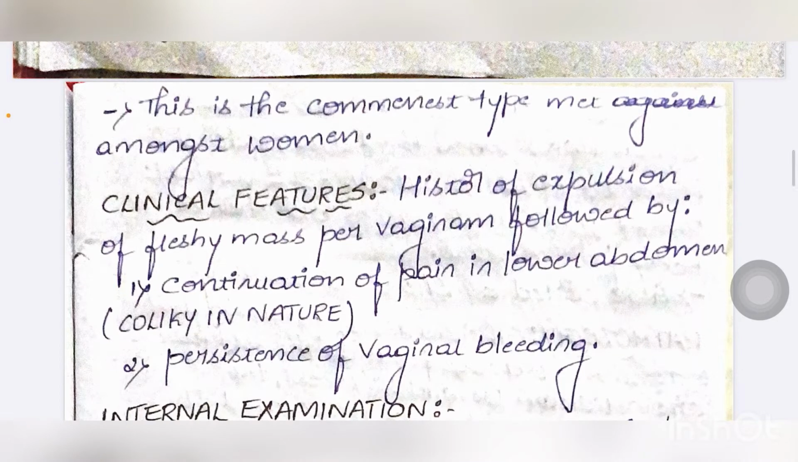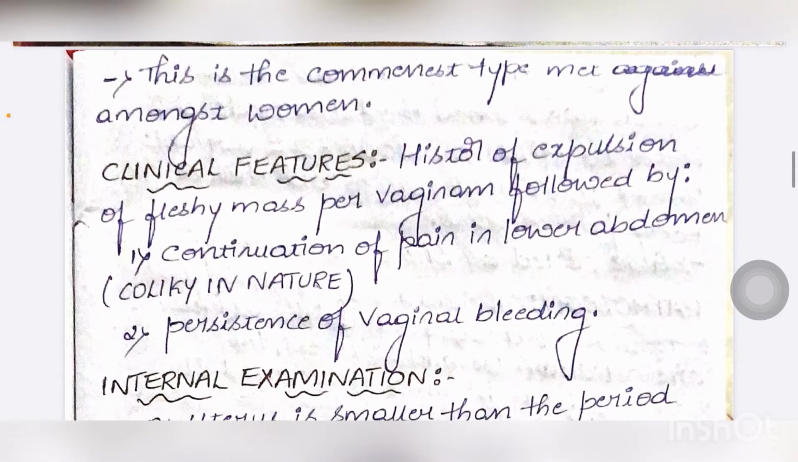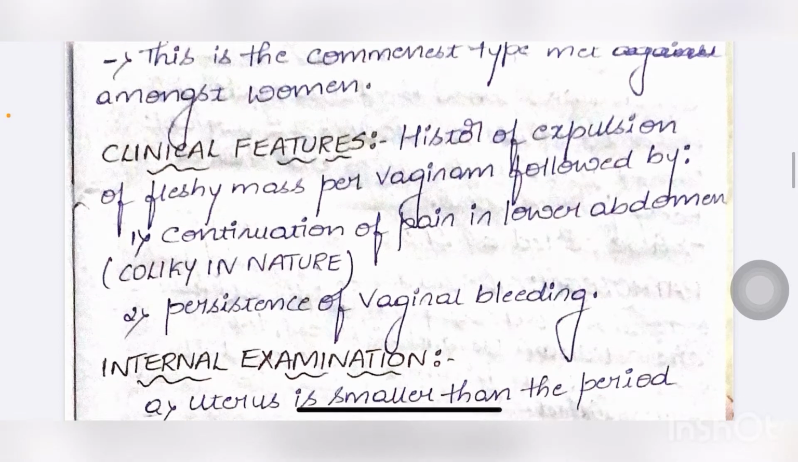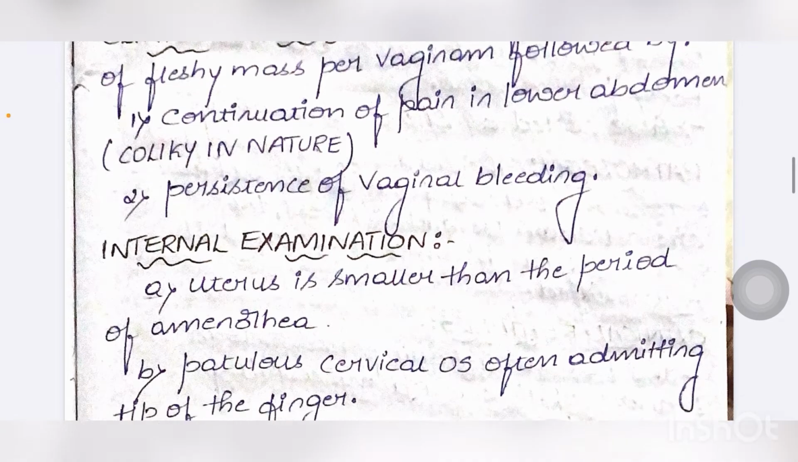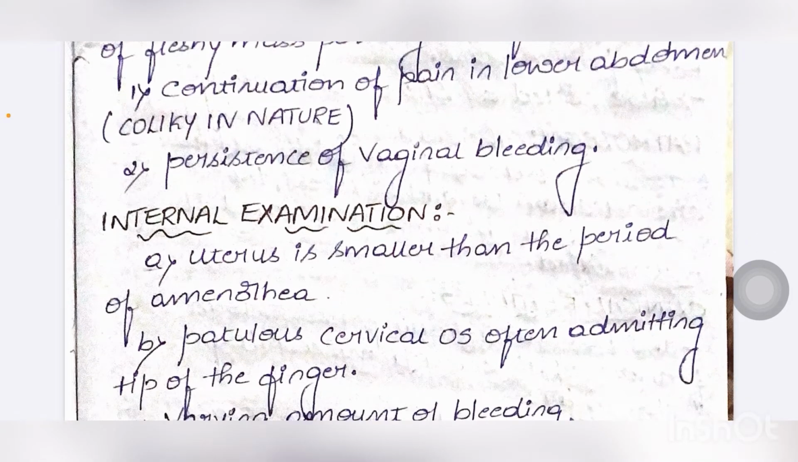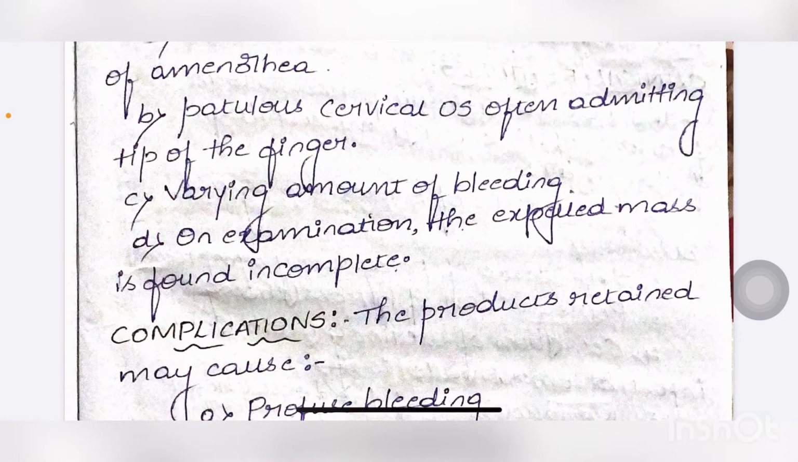What are the clinical features? History of expulsion of fleshy mass per vagina, followed by continuation of pain in the lower abdomen, that is, the pain is colicky in nature. Then there is persistence of vaginal bleeding. Coming to the internal examination, first, the uterus is smaller than the period of amenorrhea. Second, the cervical os is often admitting the tip of the finger. Third, varying amounts of bleeding can be seen. Fourth, on examination the expelled mass is found incomplete.